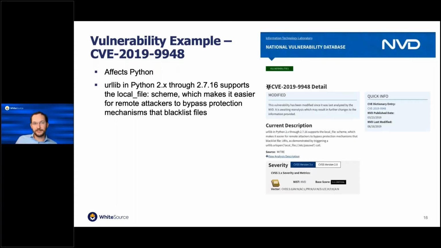A similar one here was with Python. This was a native library within Python 2.x. And again, it allowed attackers to potentially read local files that they shouldn't be able to, through failure to do input validation. Similarly to the Kubernetes one, it was disclosed, it was patched, and then it was announced to everybody that they should update.